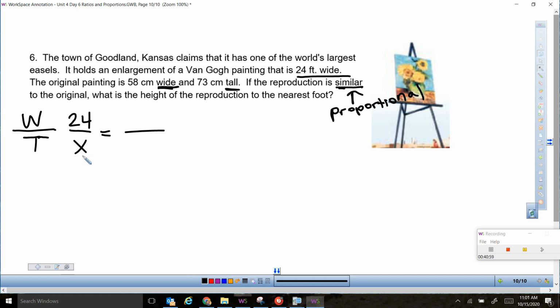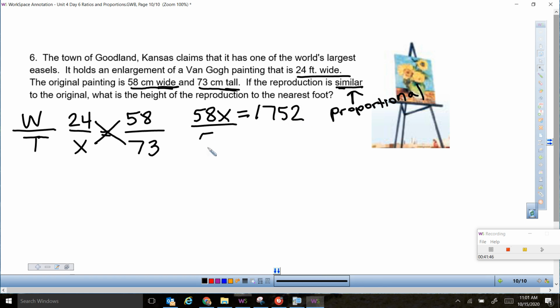That's the unknown. We're solving for that. But they tell us that the original painting is 58 centimeters wide. So where do I put the 58? Top or bottom? If it's wide, it needs to go on the top. The wide goes on top, and 73 tall, so 73 goes on the bottom. Cross multiply, always do the one with the variable first. So what is x times 58? 58x. Set it equal to the other cross product. What is 24 times 73? 1,752. Divide both sides by 58.